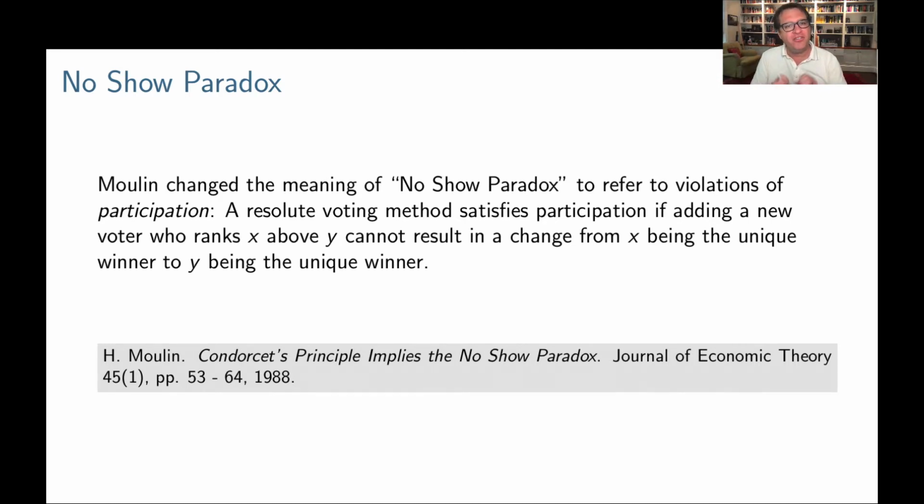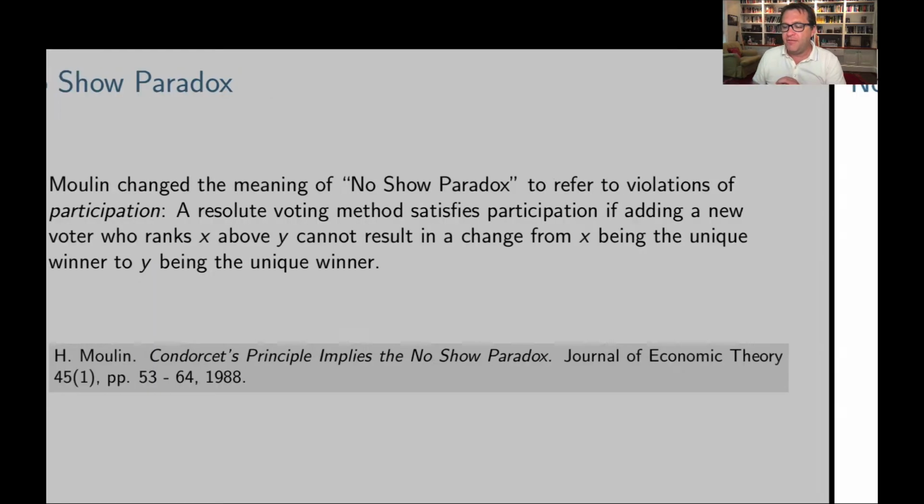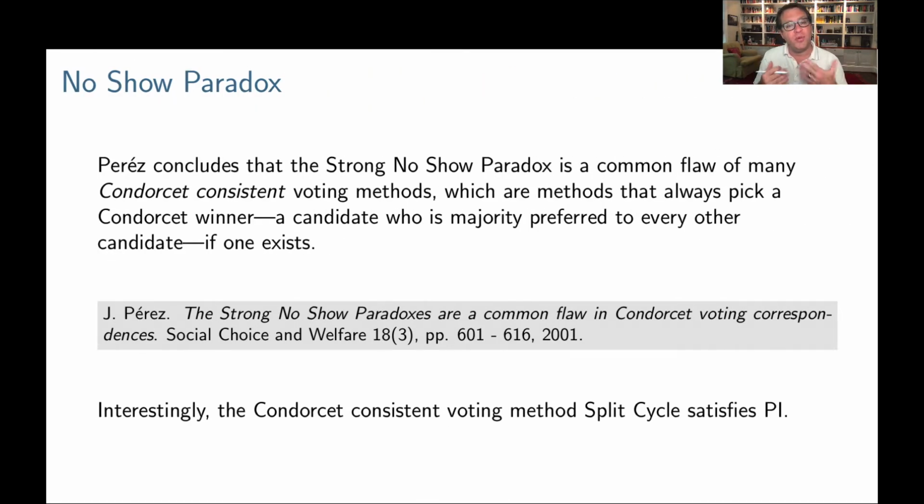But if you think about it, participation is a very different type of axiom than both positive involvement and negative involvement, because Moulin is considering a voter that does have X ranked above Y, but this voter might have many other candidates ranked above X and Y, and many candidates ranked below X and Y. Finally, Pérez has a very nice paper where he studies what he calls the strong no-show paradox, which is essentially just positive involvement. And he concludes that positive involvement is a common flaw of many Condorcet-consistent voting methods. Now, these are voting methods that always elect a Condorcet winner. This is a candidate that beats every other candidate in a head-to-head matchup. Interestingly, the Condorcet-consistent voting method split cycle, which Wes and I have been working on, actually satisfies positive involvement.